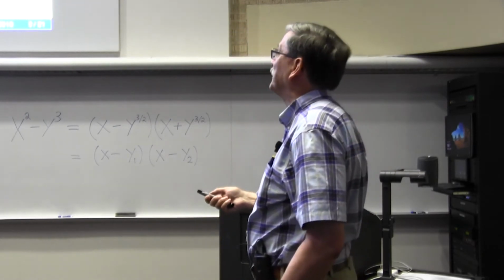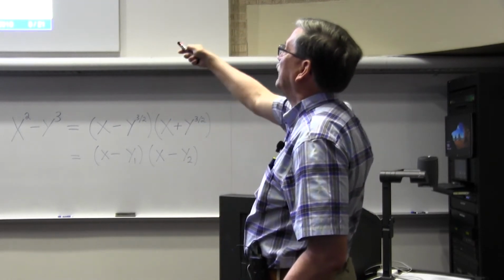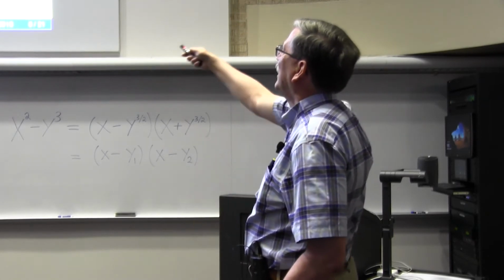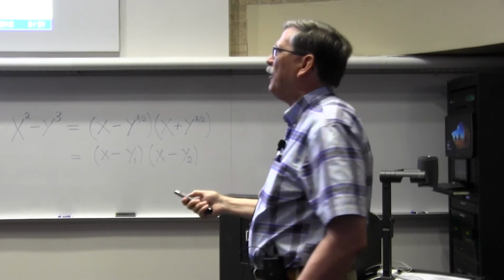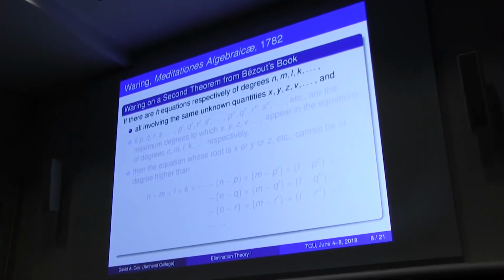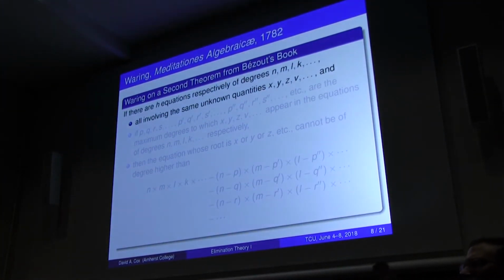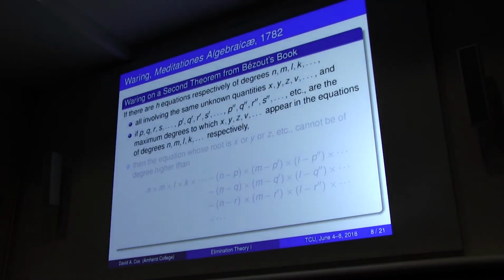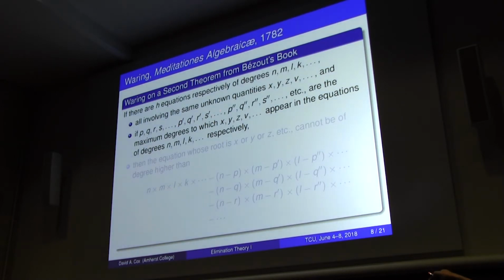So let me talk about another of Bezout's theorems. So again, we have our equations of those degrees, and they all involve the same unknowns. But now, instead of, see, this is of course a bound on the total degree. But now we're going to put some other bounds. We're going to put a bound on each individual degree as well. And so here the idea is that P, Q, R, S are the maximum degrees to which this appears in the first equation. Here the primes, that's the degrees to which they appear in the second equation. These are the degrees in which they appear in the third equation.